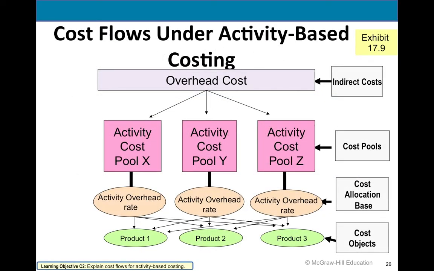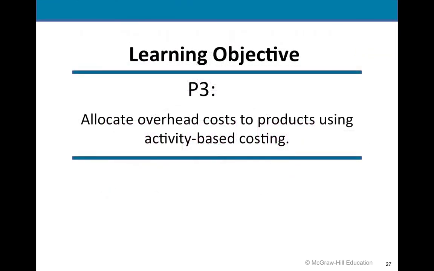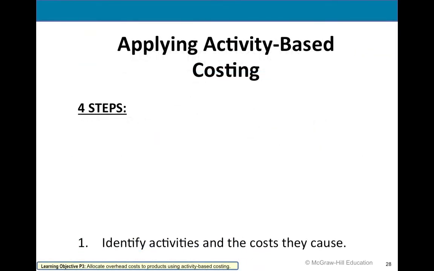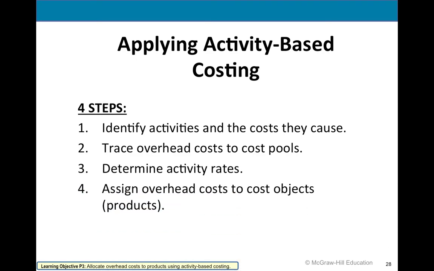Okay, an activity base, it says here, focuses on each activity. What activity do you need to make each one? Again here, it's going to be a process. Identify the activities that have costs. Trace your overhead costs. What is your rate? Assign them.